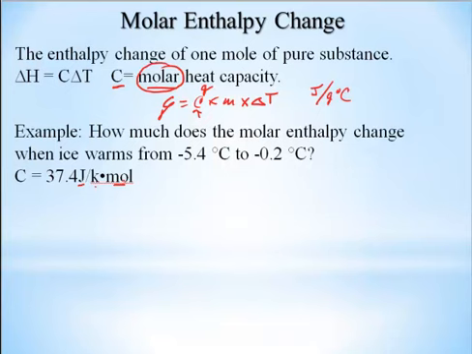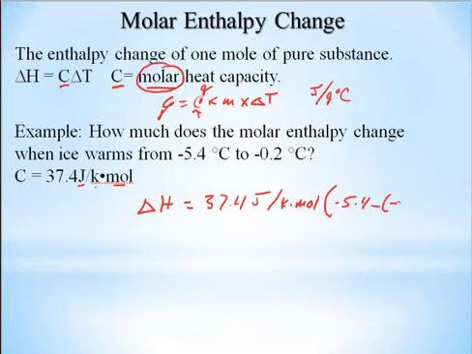But for the heck of it, let's go ahead and calculate one anyways. How much does the molar enthalpy change when ice warms from a negative 5.4 to a negative 0.2? All right, so here we go. Delta H, okay, how much change do we have? And so you can see from up here, I've got to plug in that number, 37.4 joules per Kelvin mole, right, or mole Kelvin, times the temperature change. Well, my initial temperature is a negative 5.4 minus my final temperature, which is a negative 0.2, right? And that change is going to be a positive 5.2. Am I doing this right?